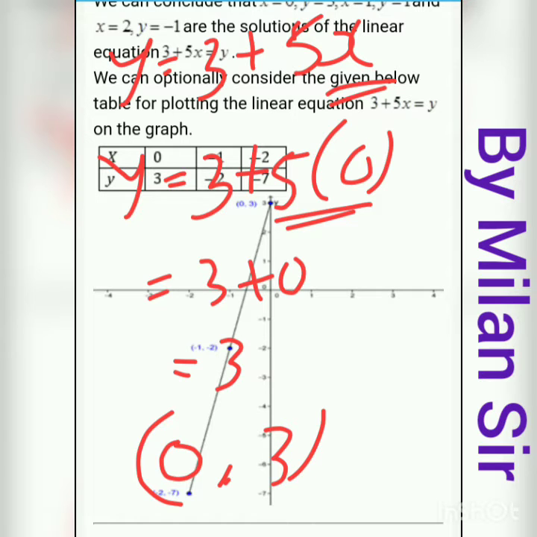So this is our first point, right? First of all, the x coordinate is 0 and then the y coordinate is 3. So (0, 3) is our first point.